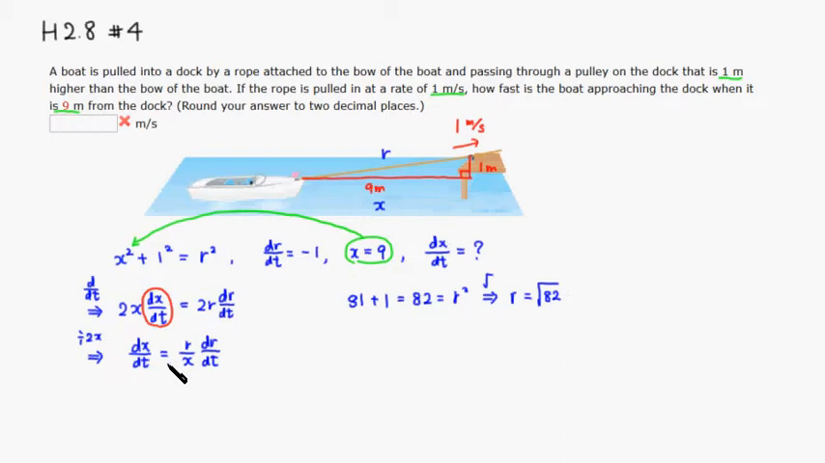So dx over dt is equal to the square root of 82 over x, which is 9, multiplied by dr over dt, which is -1. So that's just the negative square root of 82 over 9. I'm going to type it into a calculator, and I have to round the answer to 2 decimal places. This came out to be about negative 1.01.